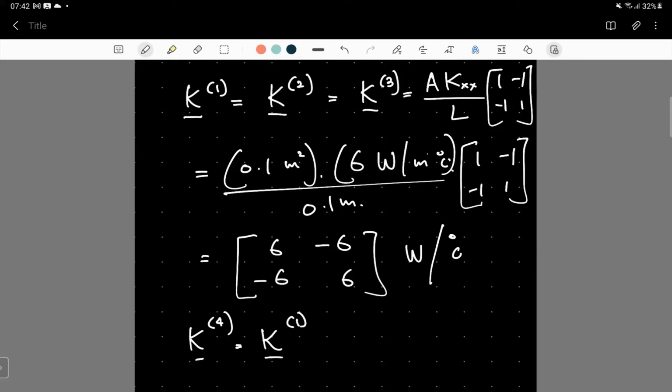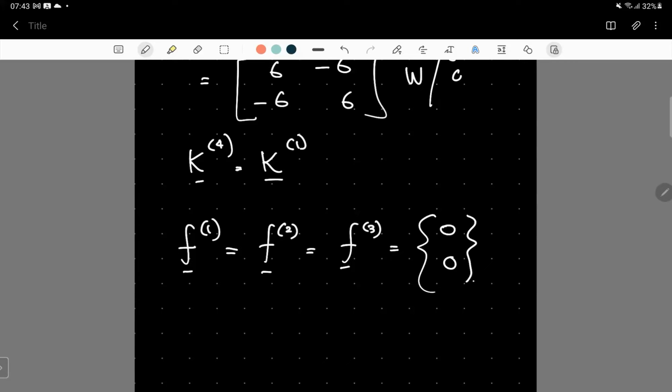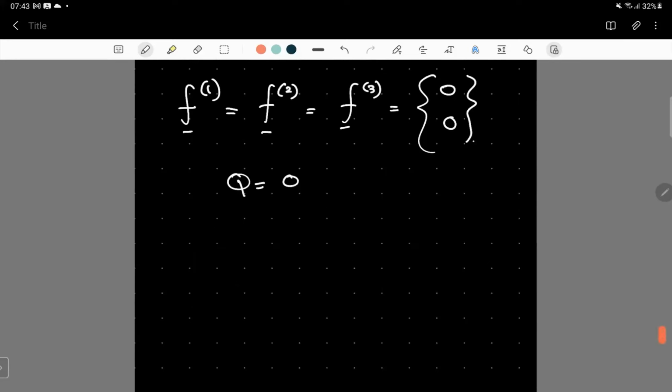Now we are interested in calculating the force matrix. For that, we know the force vectors corresponding to element number 1, element number 2, and element number 3 are 0. Why? Because there is no heat generation, there's no internal heat source, and of course there is no surface heat flux either.